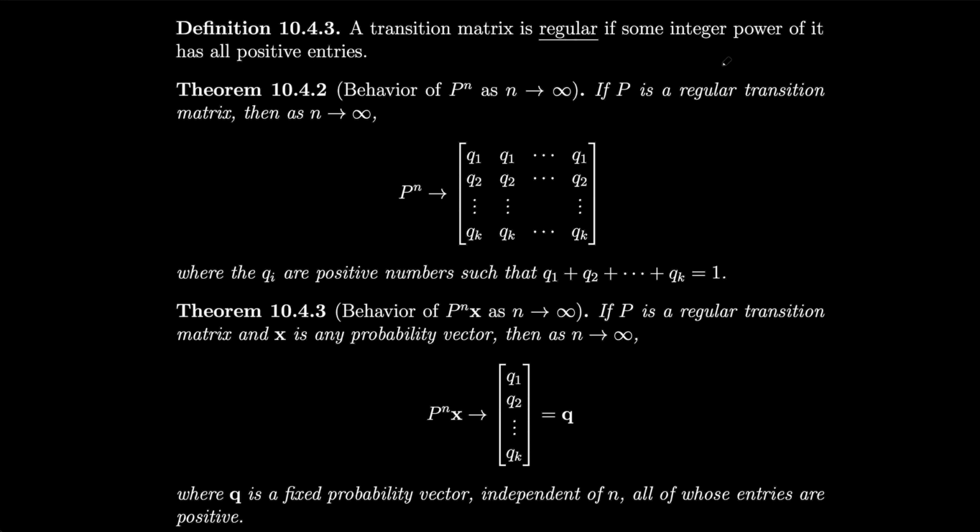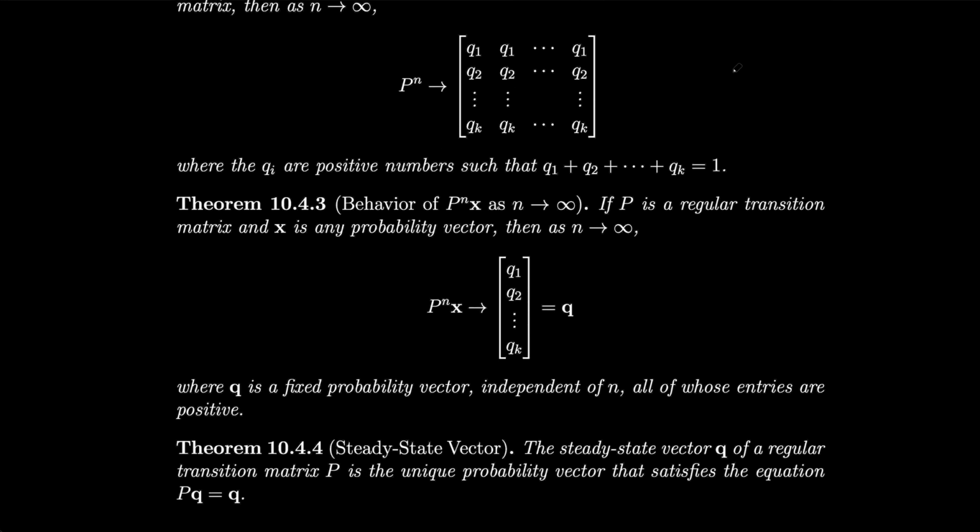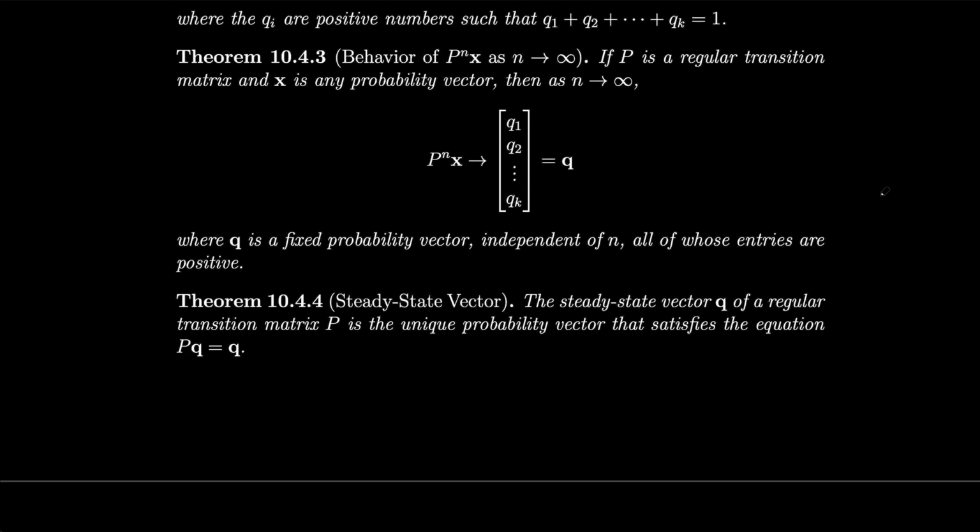This brings us to our last theorem of this page, which says that the steady state vector Q of a regular transition matrix P is the unique probability vector that satisfies the equation PQ equals Q. In other words, you take that vector, you multiply it by the transition matrix again, and you still have Q. It doesn't change. You're already tending towards Q, so it should make sense that this would be what you want to look for.